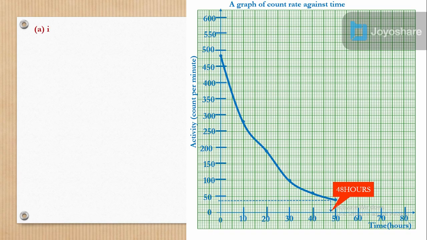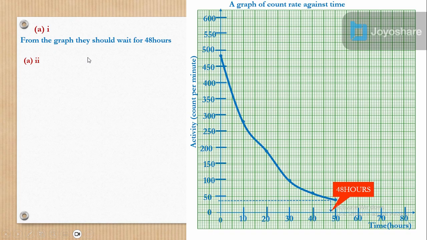So now part Roman number 1, they asked how long should they wait, and they want us to tell them. So therefore they should wait for 48 hours. So from the graph they should wait for 48 hours. We have indeed seen that.